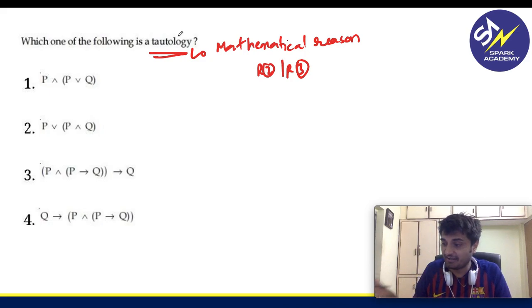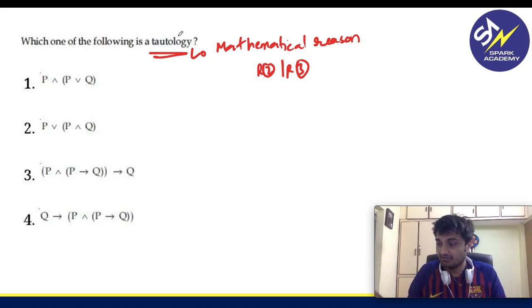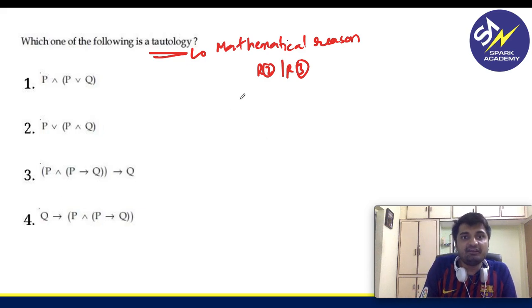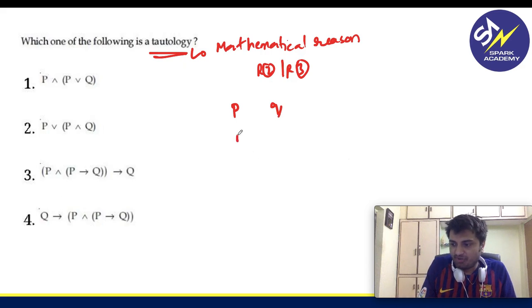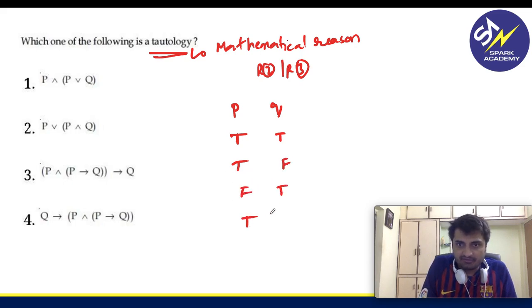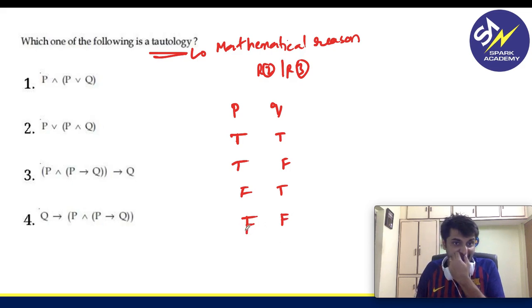Now, whenever we say tautology or contradiction, there are a few things which you have to keep in mind, guys. So whenever you take two variables p and q, when you draw a truth table, right? What are the possibilities? Either both are true, one is true and one is false, one is false and one is true, both are false. This is what we have, guys.